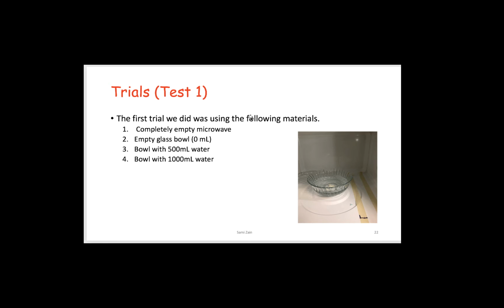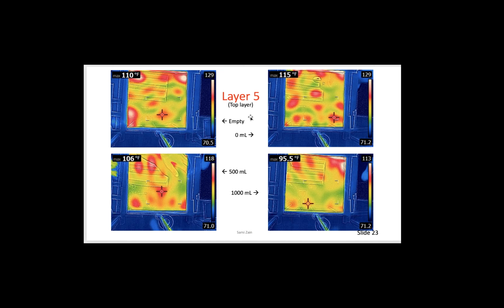Trials, test 1. The first trial we did was using the following materials: a completely empty microwave, an empty glass bowl, a bowl with 500 milliliters of water, and a bowl with 1,000 milliliters of water. I will show you my data for each layer separately. Please turn to slide 23.